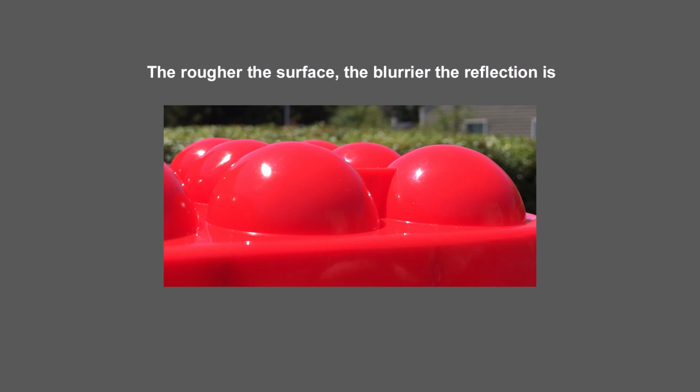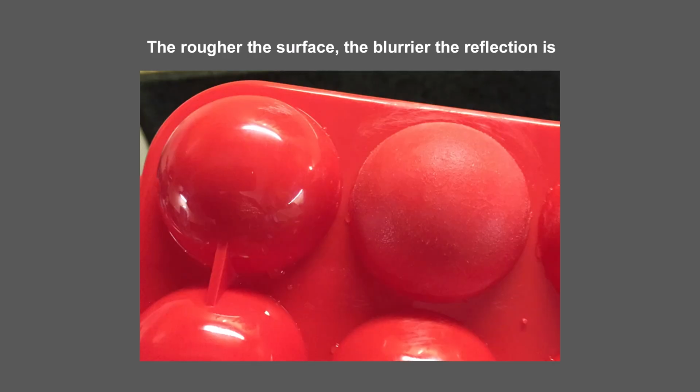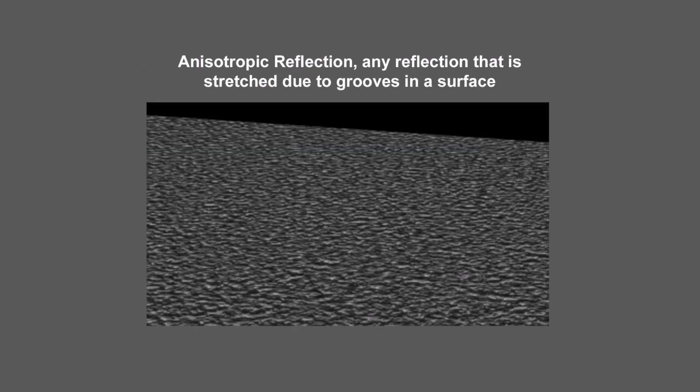And here's another example. These are plastic egg containers, and you can see there's a very obvious reflection of the sun. But then I took one of those and took some sandpaper to it, which made it very rough. And so you can see it's reflecting the same stuff, except now the reflection of the sun is much, much blurrier than on the one on the left, which is the one that I kept the same as before.